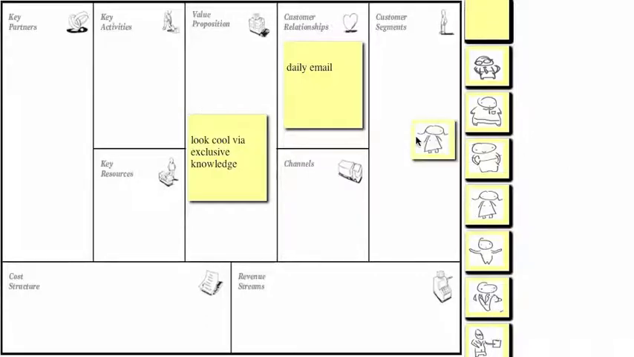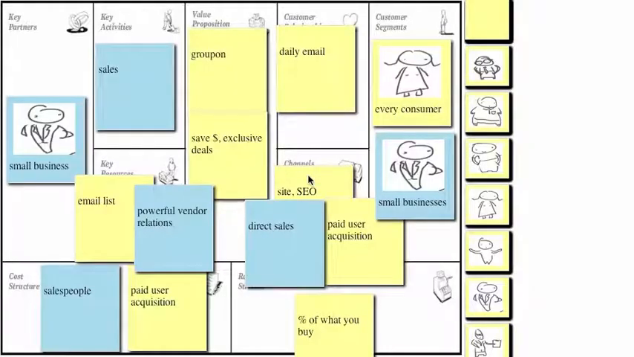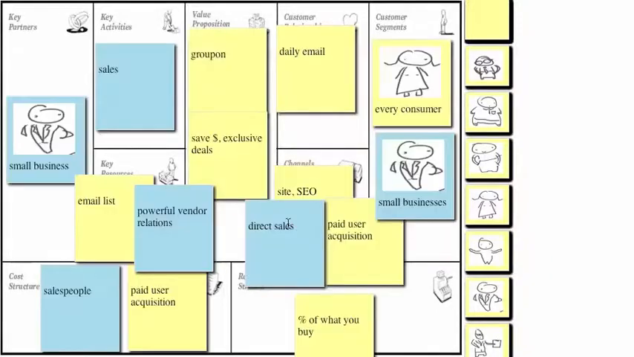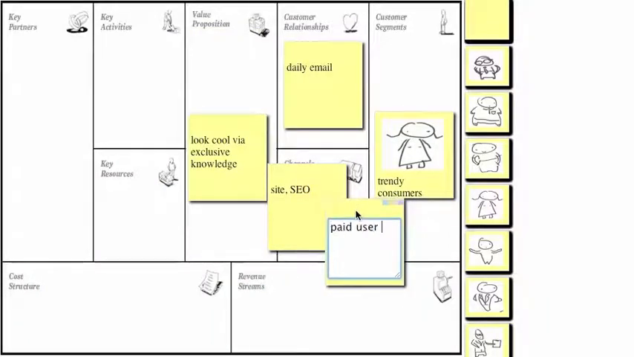And again, it's exactly the same customer segment of all consumers. It might be a little bit more focused on consumers who want to look trendy. They want to be known as doing something new. They want that exclusivity. The channels have a lot of similarities. So if we go back and look at Groupon, you can see we've got the site and SEO, which we still have here. You've got paid user acquisition and you've got direct sales. So paid user acquisition is still really important.